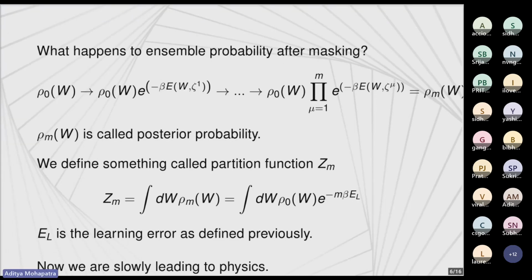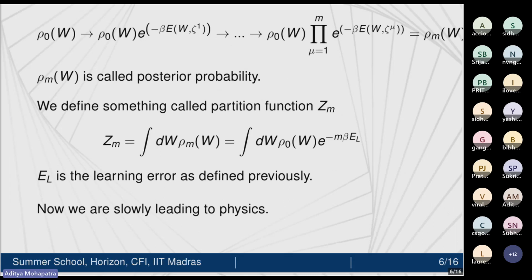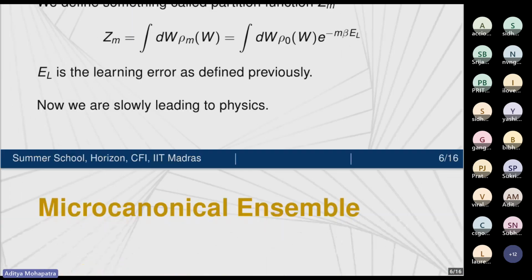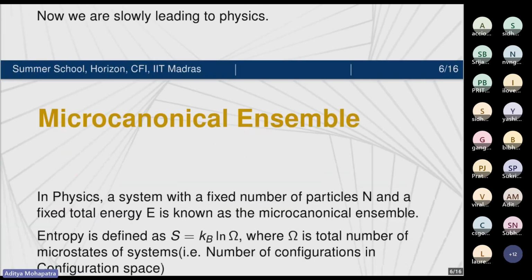So once we mask the entire space, our probability changes by some factor which is denoted by e to the power minus beta E, which is nothing but e to the power minus beta times the loss L, to define something called the partition function. Now this is where we are stuck. Now we came to physics to figure out a way to get out of this.